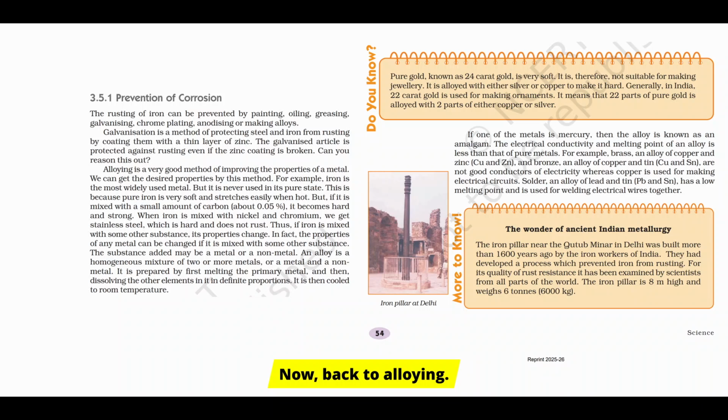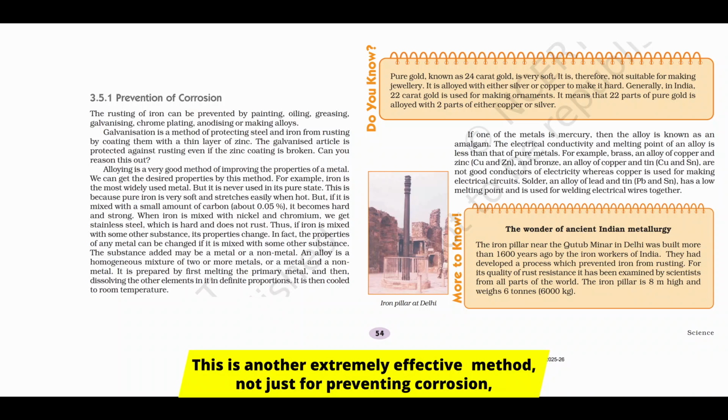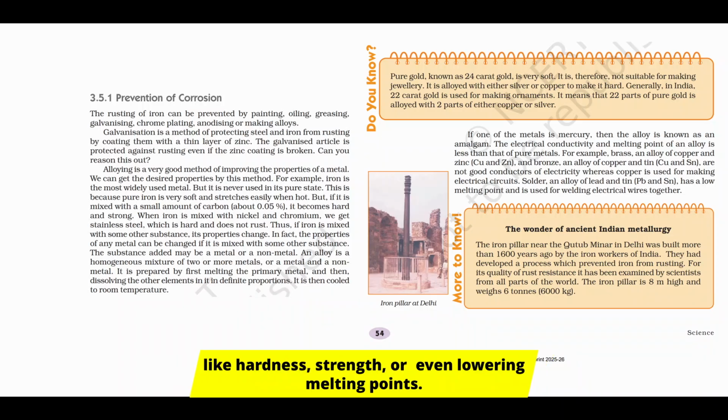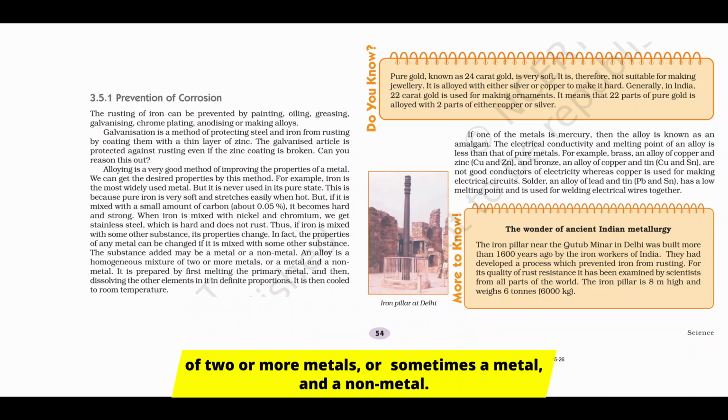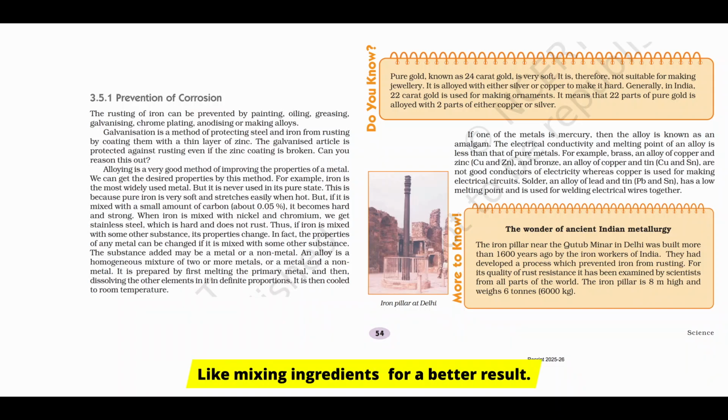Now, back to alloying. This is another extremely effective method, not just for preventing corrosion, but also for improving many other properties of metals like hardness, strength, or even lowering melting points. An alloy is defined as a homogeneous mixture of 2 or more metals, or sometimes a metal and a nonmetal. The components are melted together and then allowed to cool. Like mixing ingredients for a better result.